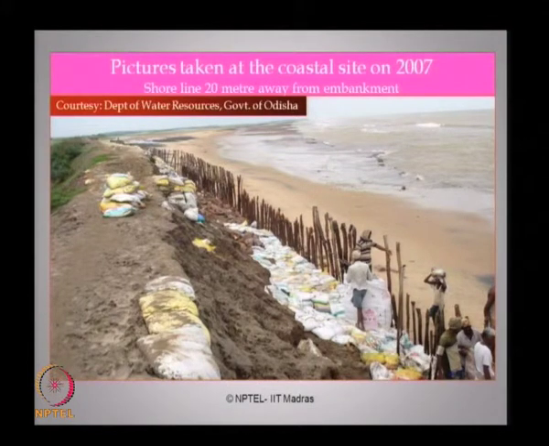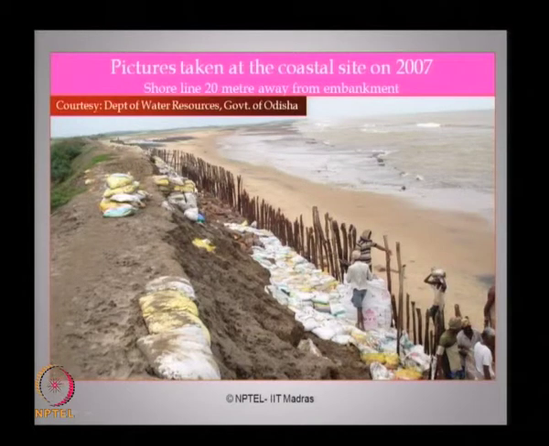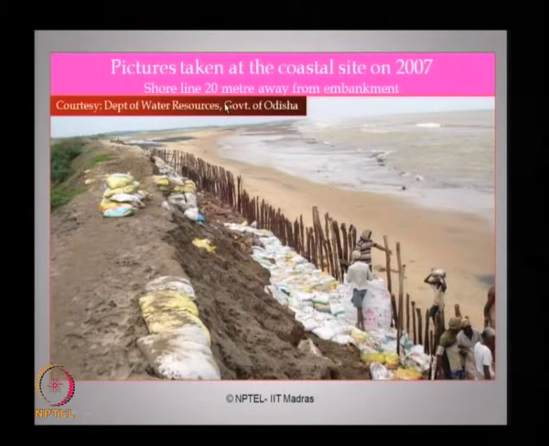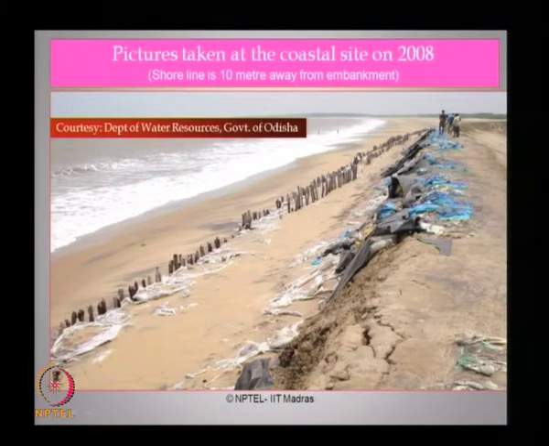For example, if you look at 2007, a photograph taken in the same site, the shoreline was about 20 meters away from the embankment. You can see here that is the embankment, and the coastal line or the shoreline is very close, which is progressing towards the land, where you can see these are all cultivable agricultural lands. So, the shoreline is hardly 20 meters away from the embankment. A successive photograph taken on the same site a year later shows again it is just 10 meters. It means the sea is rapidly advancing towards the land side.